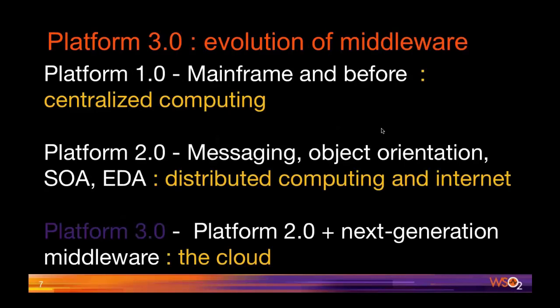Throughout this session, I am using a term called Platform 3.0, so I put this slide in to explain it. Platform 1.0 is the mainframe and before, centralized computing. Platform 2.0 we categorize as messaging, object orientation, service-oriented architecture, EDA, and so forth: basically distributed computing and the internet, the most interesting era. Today we call it Platform 3.0, basically Platform 2.0 plus the next-generation middleware that we call the cloud. I use Platform 3.0 a lot to explain some of the fundamentals we can find in the microservices architecture.